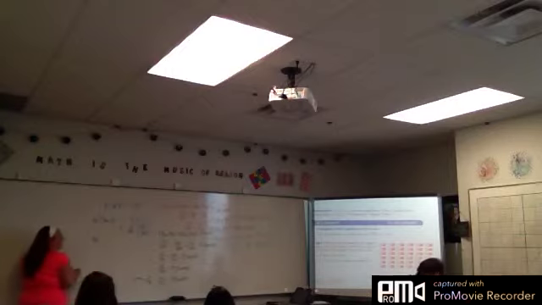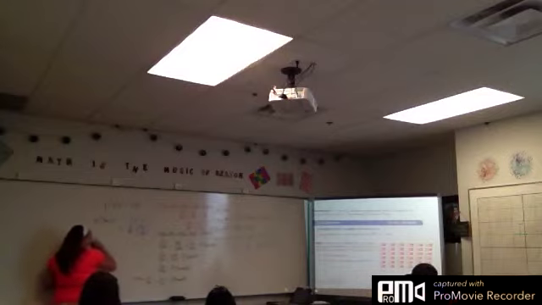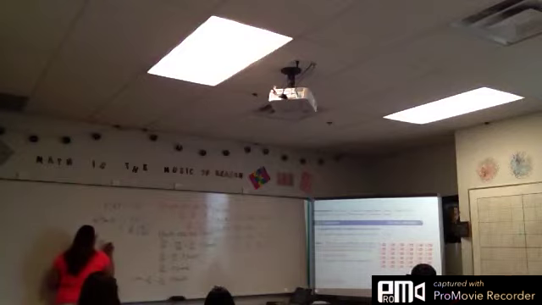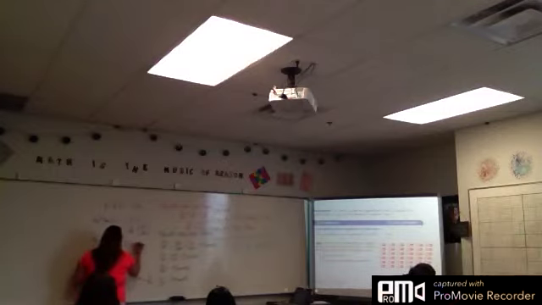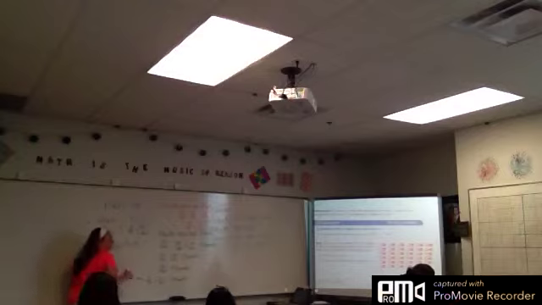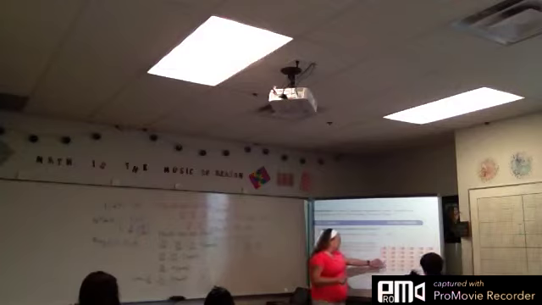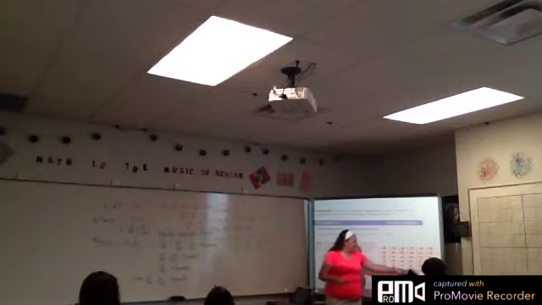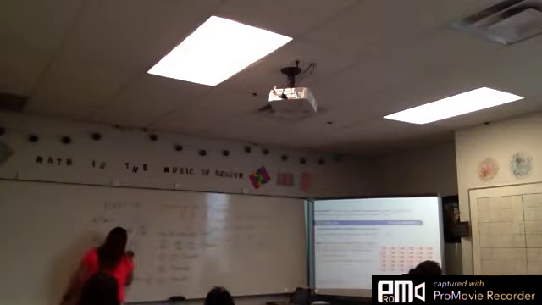Part B says the sum is less than or equal to 9. So we want to figure out when the sum is less than or equal to 9. The probability that it's less than or equal to 9 equals 1 minus the probability of it being greater than 9, correct? Okay, what numbers on here add to be greater than 9? Yes, these ones. 1, 2, 3, 4, 5, 6. So 6 out of 36, correct?